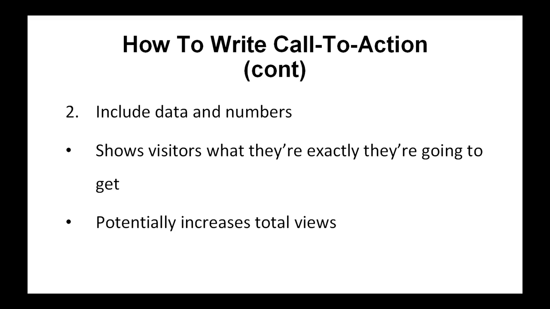So what kind of data or numbers should you include in your call to action copy? You can mention a specific discount, or list the numerical impact or benefit of a product or service you're providing.